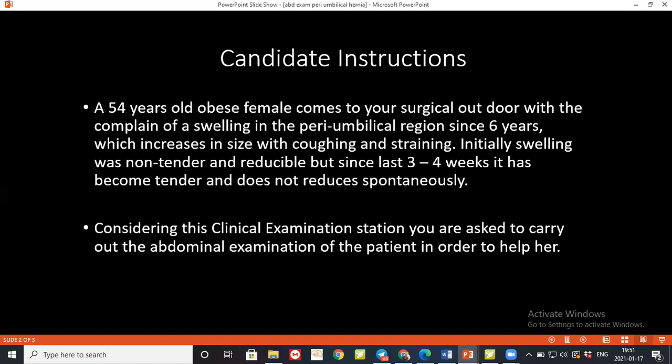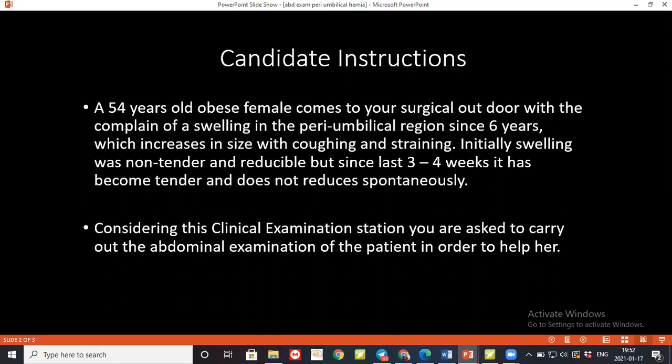Based on my findings, what is my provisional diagnosis? It will be umbilical hernia of the abdomen. What other differential diagnoses would you consider? I would also consider diastasis of the rectus abdominis. Then I also consider maybe aneurysm of the abdominal aorta. So those are my main differentials.